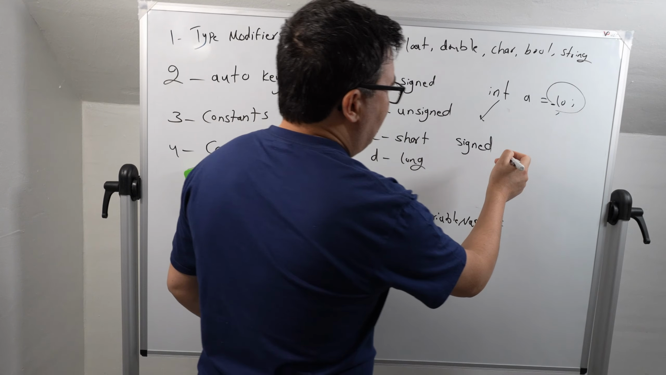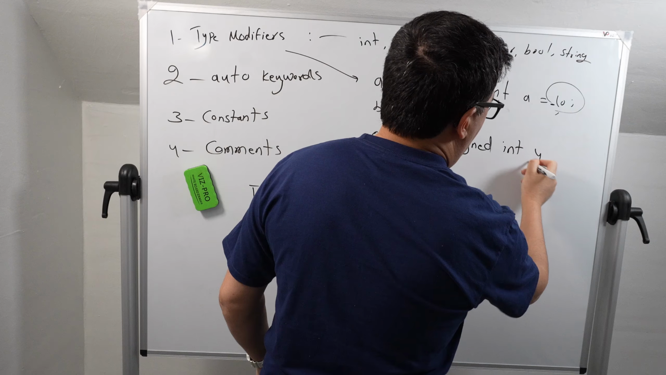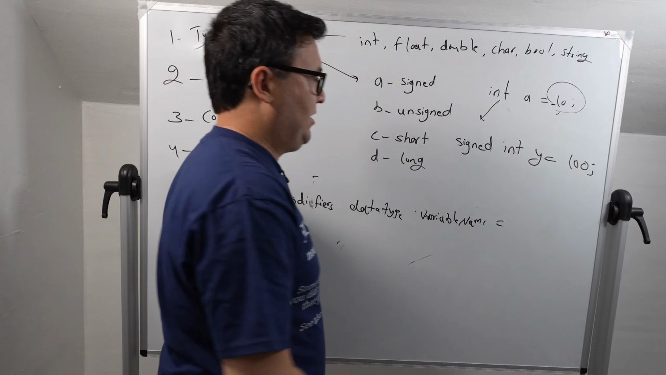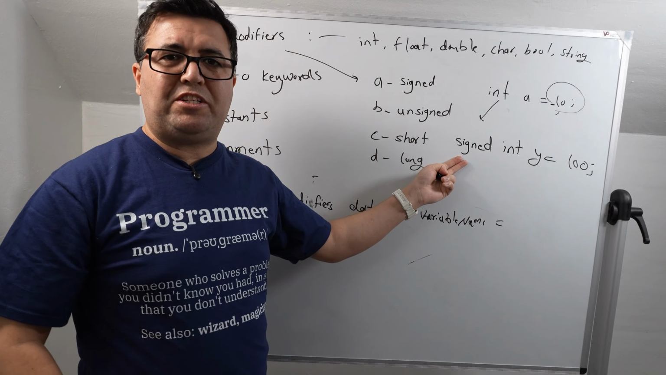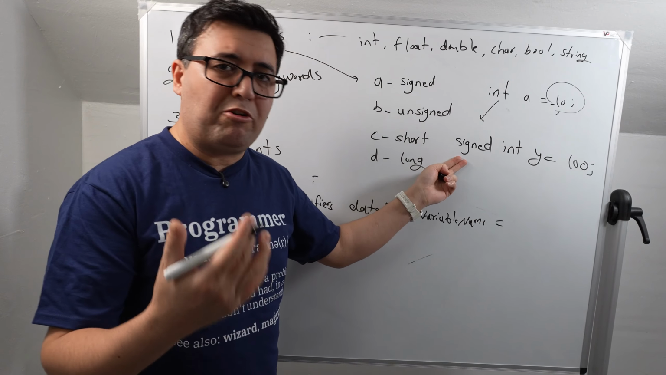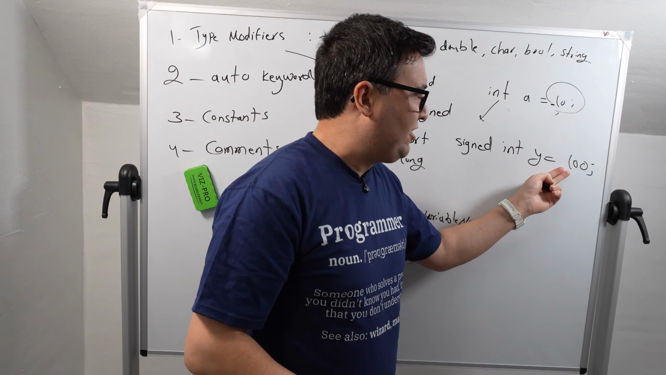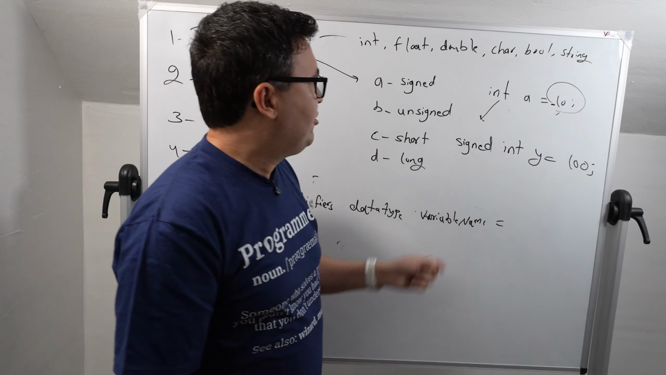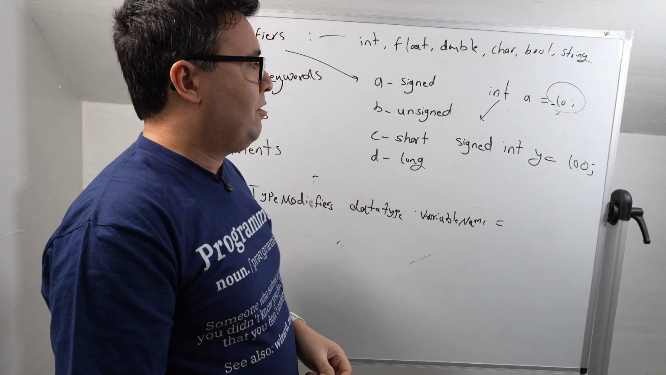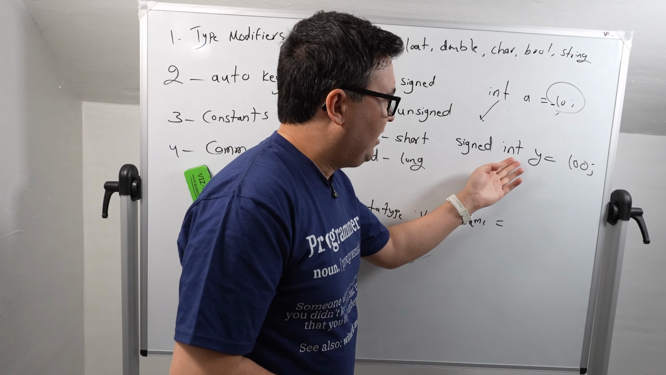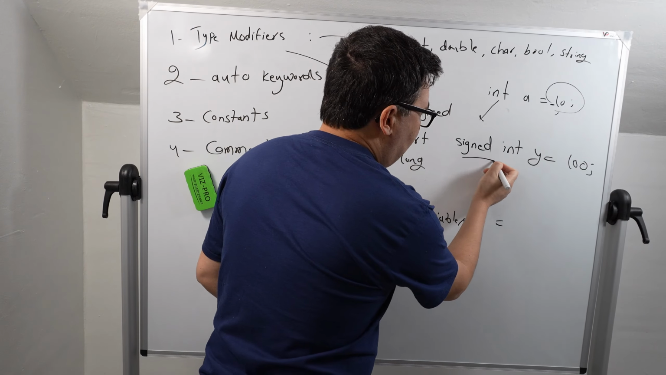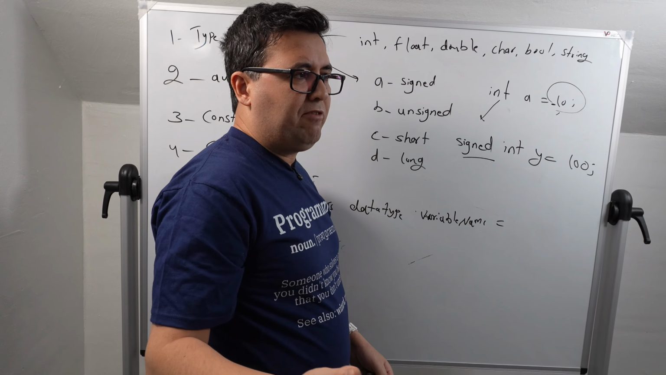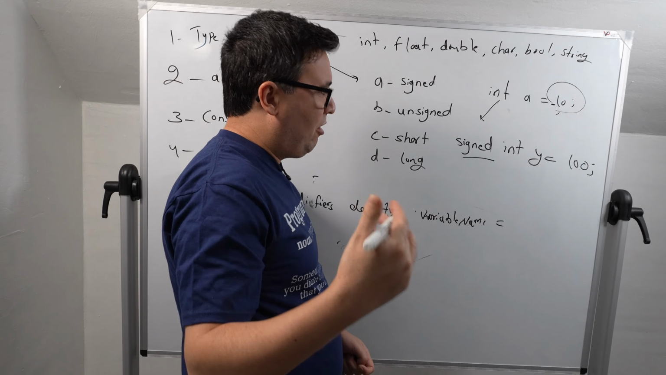So when we say signed int y is equal to 10 or 100, it means y can store positive numbers, negative numbers, and also zero. So it can be minus 100, or 0, or 100, which is a positive number. If we use the signed modifier before variable y, it means this y can store negative values, positive values, or also zeros.